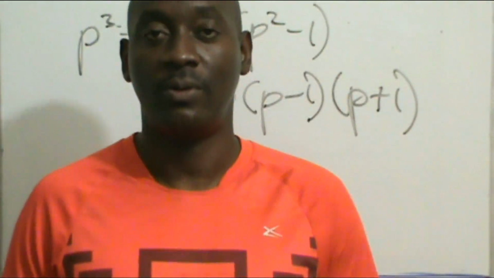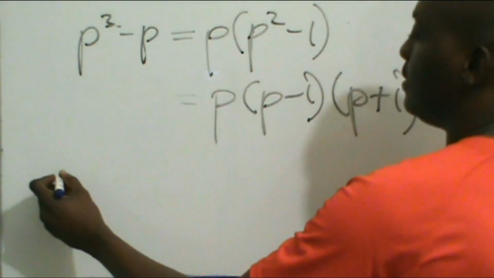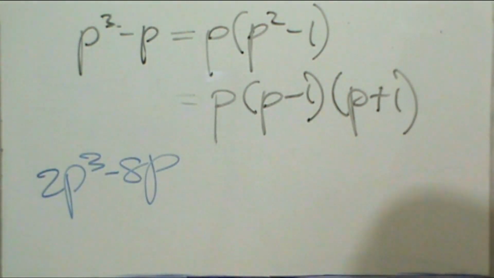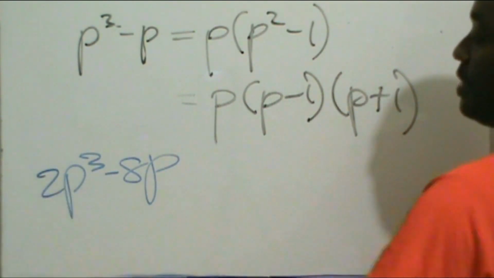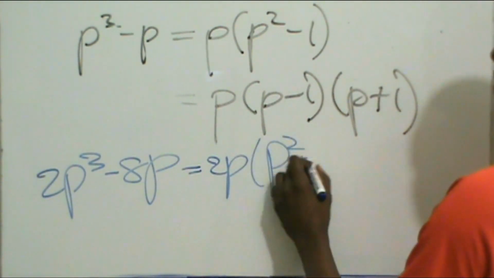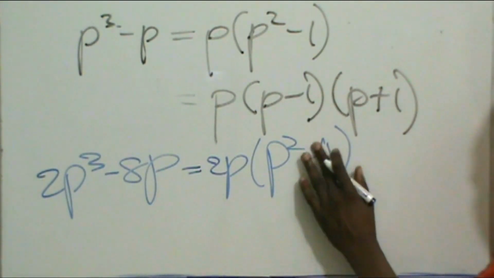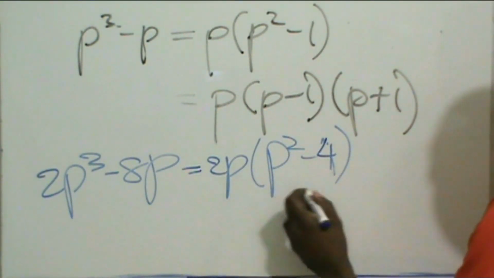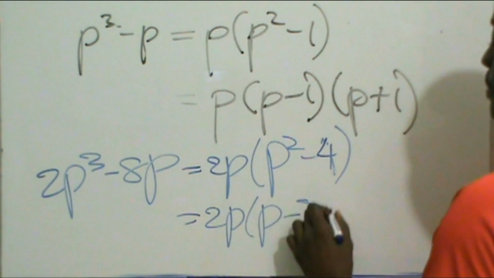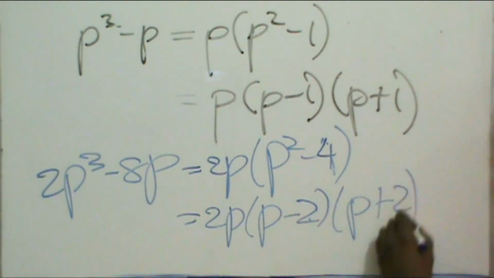So before we go, there's one more I want to show you. Consider the following. If they ask you to factorize 2p cubed minus 8p. So the first thing you do is take 2p out as a common factor. So you get 2p into p squared minus 4. And then again, just as upstairs, p squared minus 4 is a difference of two squares, so this would be 2p into p minus 2 into p plus 2.